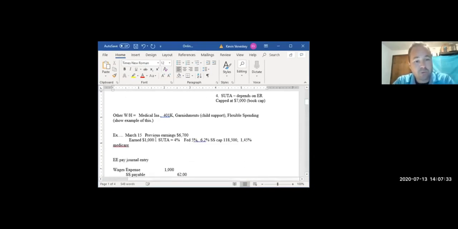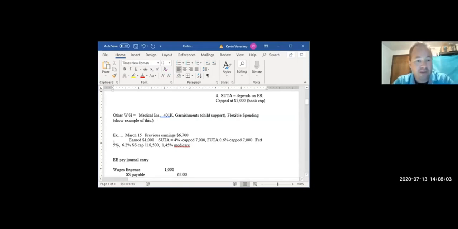So this employee earned $1,000. Just like my person up above, where we just did wage expense 1,000 and credited cash. Well, now it's a little bit more complicated than that. We have SUTA taxes at 4%, and let's say this is capped at 7,000, just like what the book will show. We'll have to remember that there are FUTA taxes. So FUTA is 0.6%, and that's also capped at 7,000.